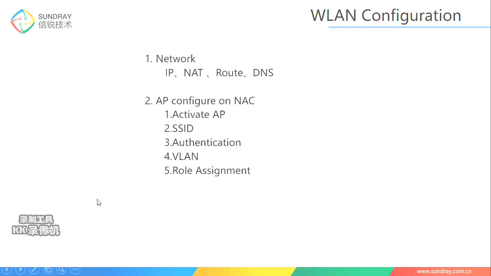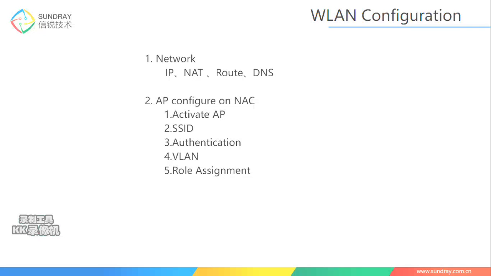Second, we set up the SSID. The third one is that we have to set the authentication method, which the client has to go through. Also, we have to assign a VLAN for the client. We can assign different VLANs for the clients based on different policies.